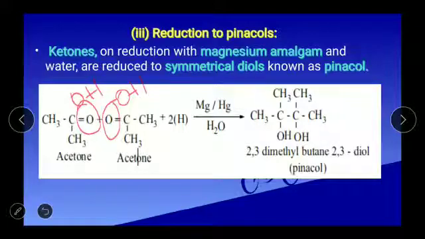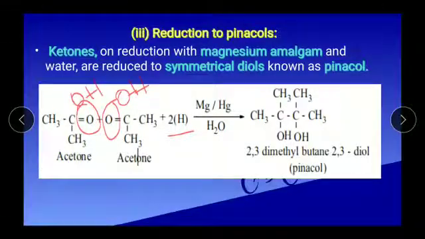That's all. There is addition of two hydrogens, one hydrogen to one acetone and another hydrogen to the other acetone. The cleavage of the double bond is happening. One bond is joined with hydrogen, and the other bond is joined with the other acetone group. That is the reason we are getting pinacol.